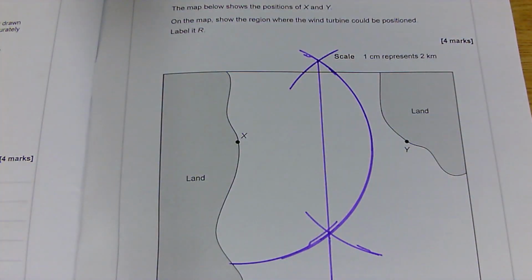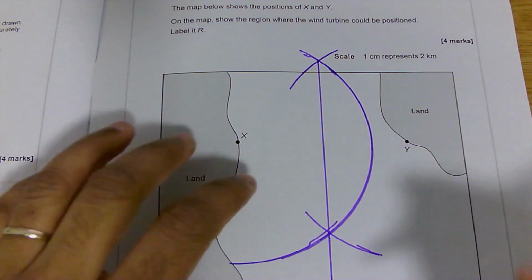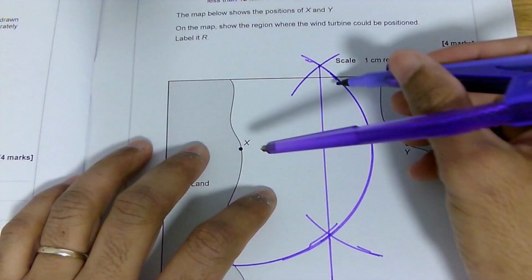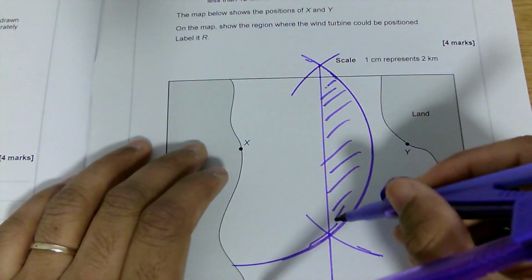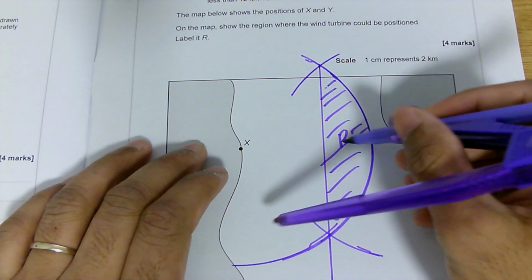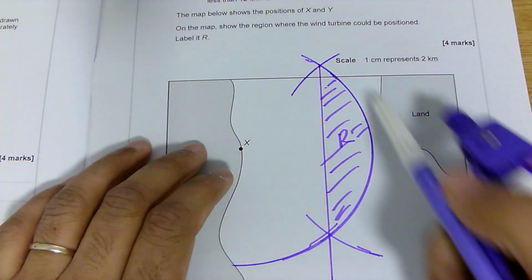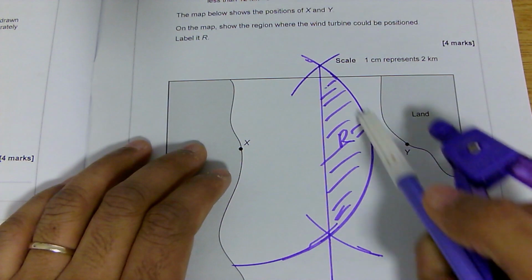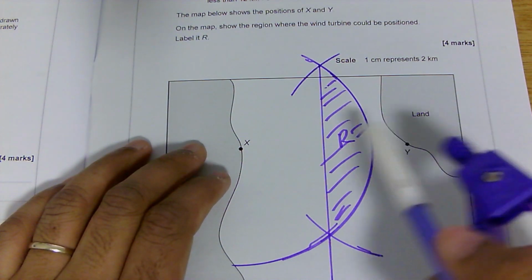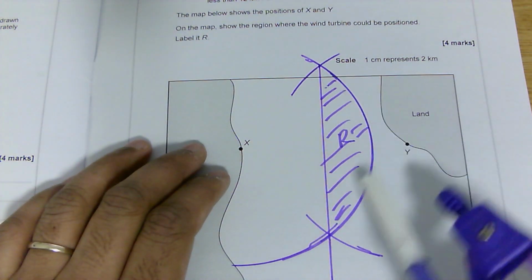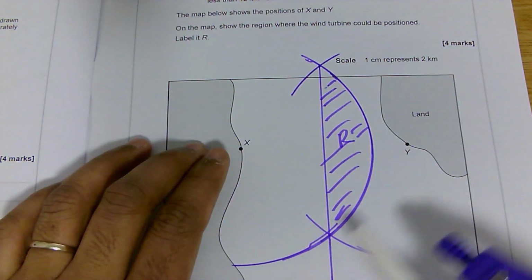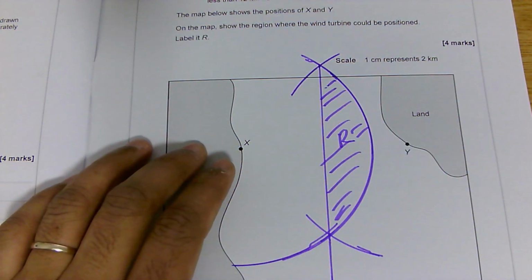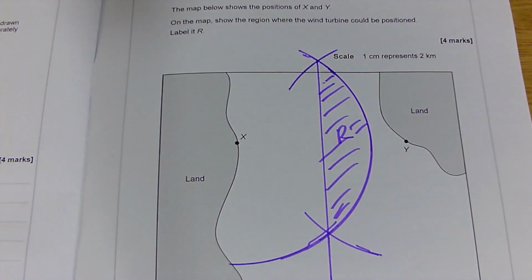So you're asked to shade the region and label it R. We're going to shade that region here. You can place this wind turbine anywhere on this, and that is your region R. As long as you place the turbine on this shaded part, it is going to be closer to y than x, and within the 12-kilometer radius. So this radius here is 12 kilometers.